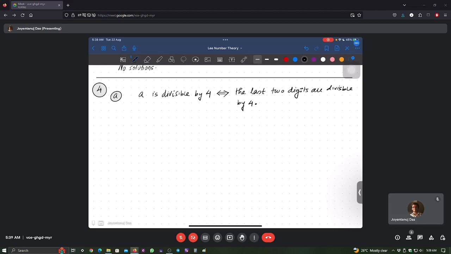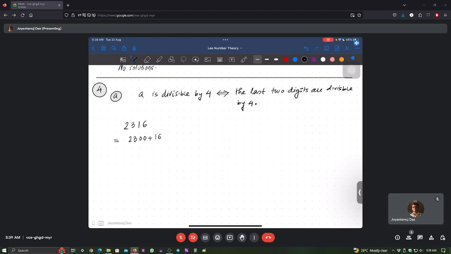Okay, so let us see through an example. Give me a 4-digit number which is divisible by 4. Maybe I can just write 2316. So this is a 4-digit number, right? You can check that it is divisible by 4. But I can write this as 2300 plus 16, right?